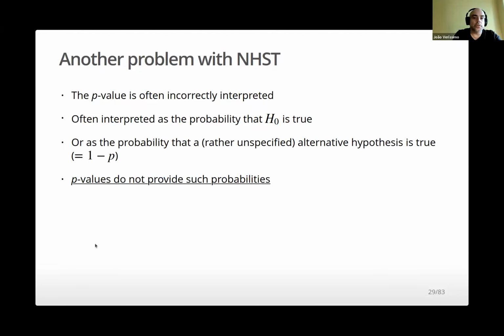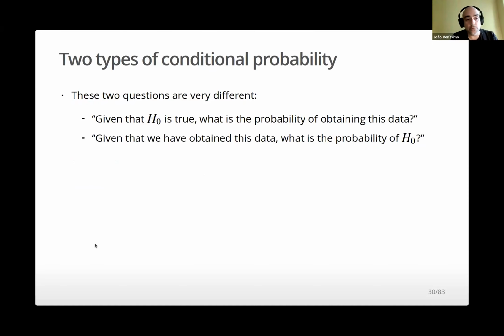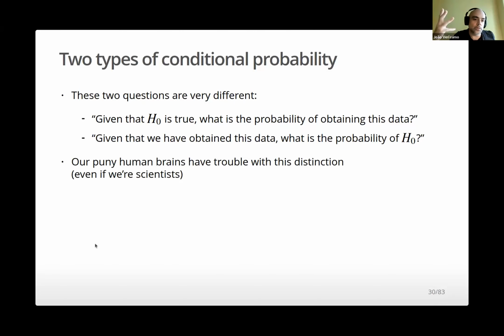So the whole field is based on this notion, but frequentist statistics are good at doing certain things and at fulfilling their purpose. It's just that in a way we are over-interpreting p-values when we think that they mean the probability of parameter values or of hypotheses. And the reason is that these two questions are actually very different, even though they look the same. The first one is, given that the null hypothesis is true, what is the probability of obtaining this data? And the other one is, given that I have obtained this data, what is the probability of the null hypothesis? These two things are fundamentally different, but we have trouble with this. Our brains have trouble with this inversion of conditional probabilities. Even if we're scientists, it's very easy to confuse these two probabilities.